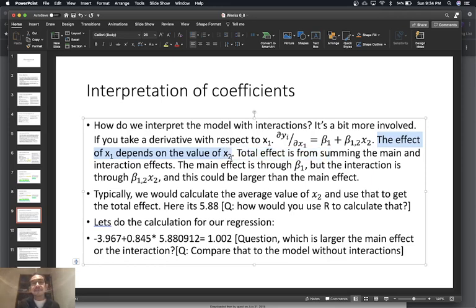Now the total effect is from summing the main and the interaction effects. This is the main, b1, and b12 times x2, that's the interaction effect. Again, I talked about this already. How would you calculate? We would calculate the value of x2 to get that average effect of x1 on y, and then use that to get the total effect. So here, the average of x2 is 5.88.